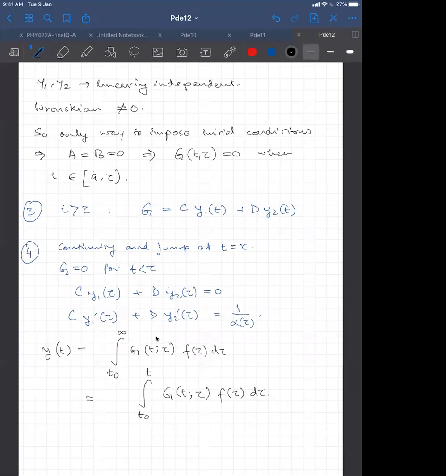This is because, you would remember that things flip around, right? G of t, tau is equal to 0 for tau greater than t.